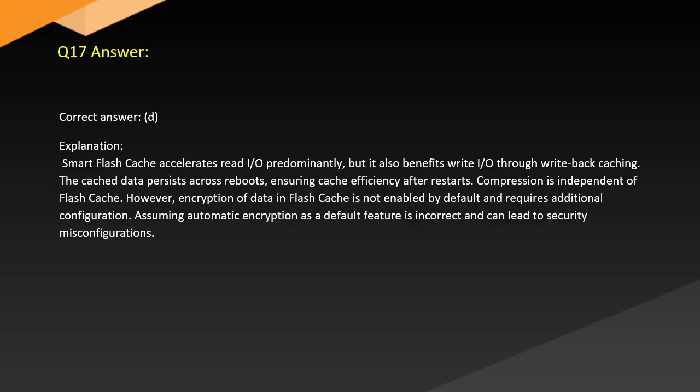Answer. Correct answer: D. Explanation. Smart Flash Cache accelerates read IO predominantly, but it also benefits write IO through write-back caching. The cached data persists across reboots, ensuring cache efficiency after restarts. Compression is independent of Flash Cache. However, encryption of data in Flash Cache is not enabled by default and requires additional configuration. Assuming automatic encryption as a default feature is incorrect and can lead to security misconfigurations.